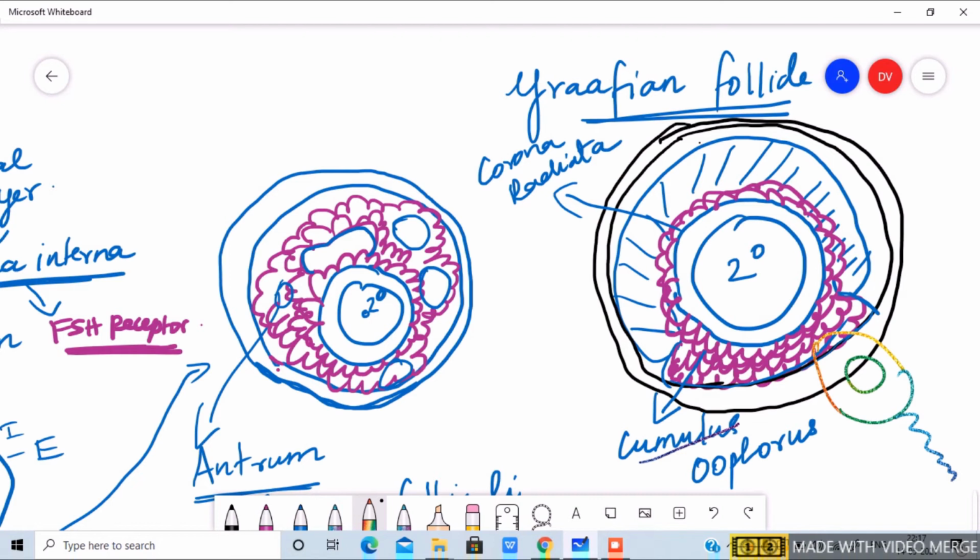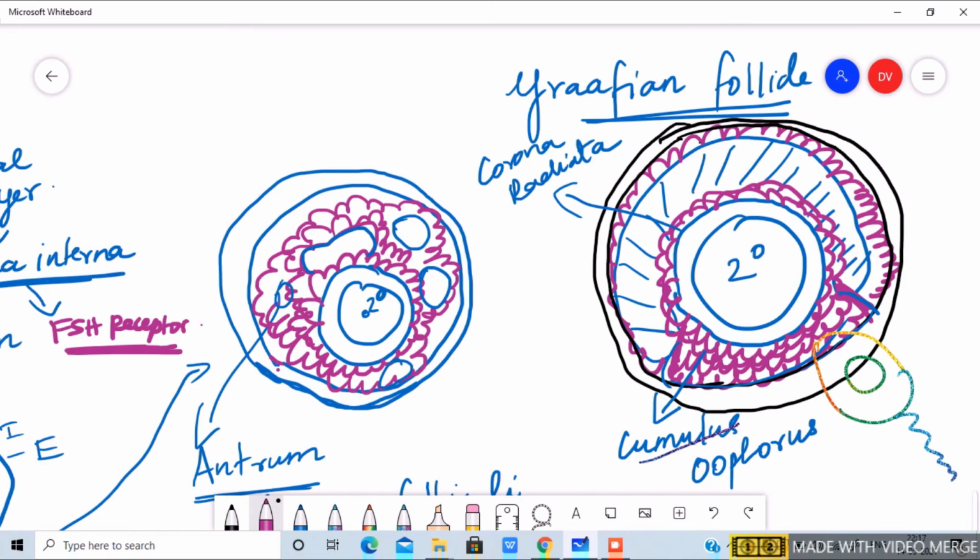Alright, guys? Understanding? Yes. And even surrounding the antrum you can also find some granulosa cells like this. The layer which is attached to the egg completely is what is known as the corona radiata, and all these other cells we just call the granulosa cells. And this bridge formed here is known as the cumulus oophorus.